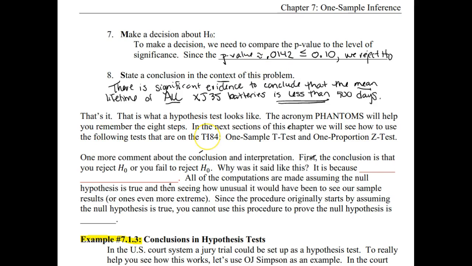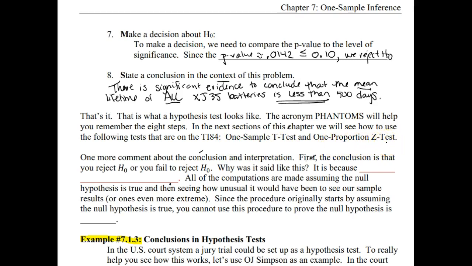That's what a hypothesis test looks like. The acronym PHANTOMS will help you remember the 8 steps that need to go into a formal hypothesis test. In the next section of this chapter, we're going to see how to use the following tests on the TI-84, where that probability computation is going to be made for us with just one button click, which will be nice. Something called the one sample t-test and the one proportion z-test.